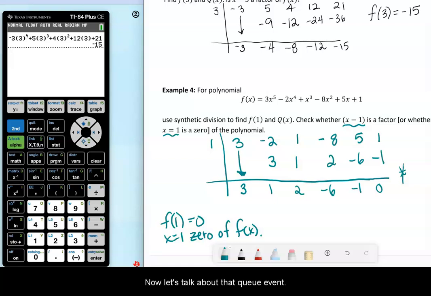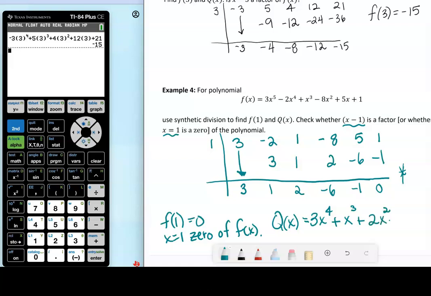Now let's talk about that q of x. What we've just done is we've reduced our polynomial by 1 power. These are the coefficients of those powers. So since we started with the x to the 5th, q of x is now going to be 3x to the 4th. See, we reduce it by 1 power, plus 1x to the third plus 2x squared minus 6x minus 1.